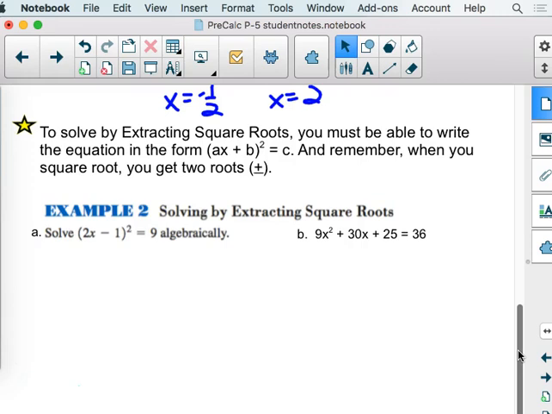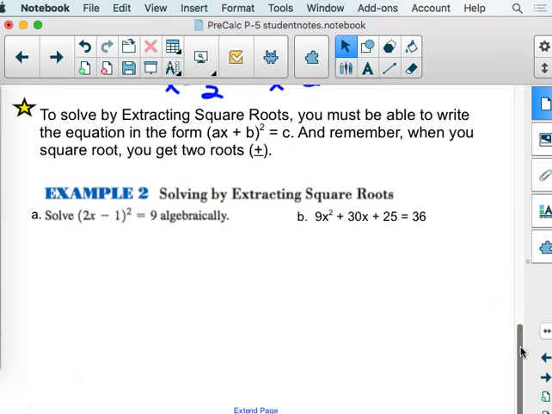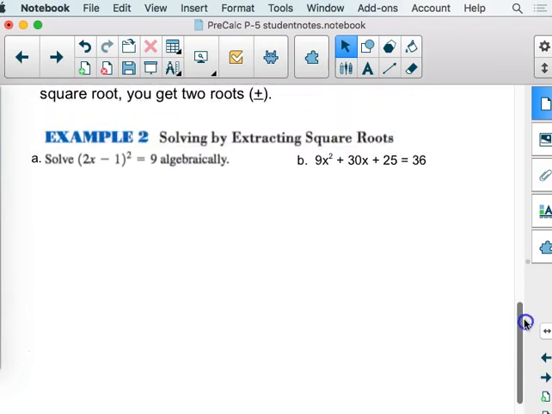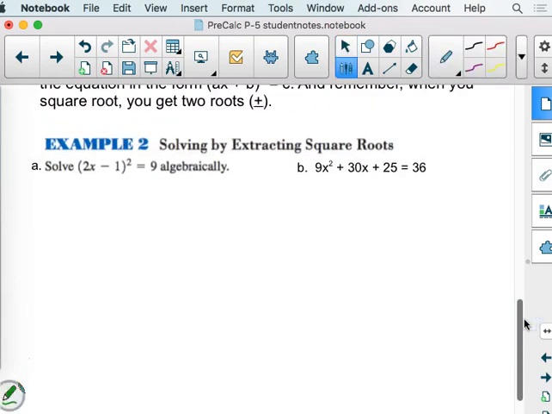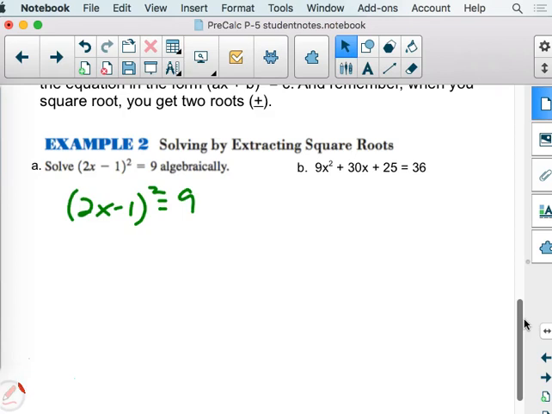So this says, all right, let's just give it a try. Let's do some of this solving by extracting the square roots. Well, this first one is set up very nicely for us. So I look at that and I think, should I write out 2x minus 1 times 2x minus 1, FOIL that, and get 4x squared? No, silly. Do this instead.